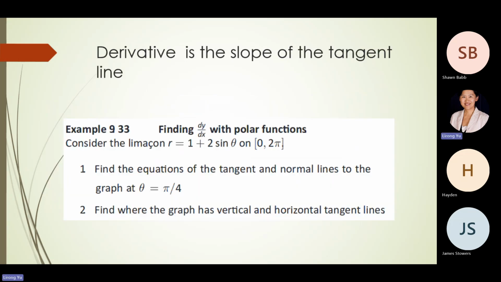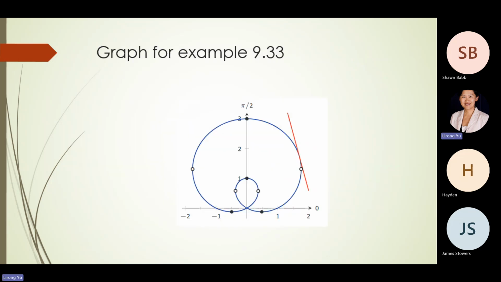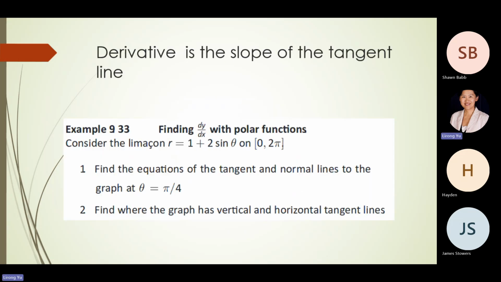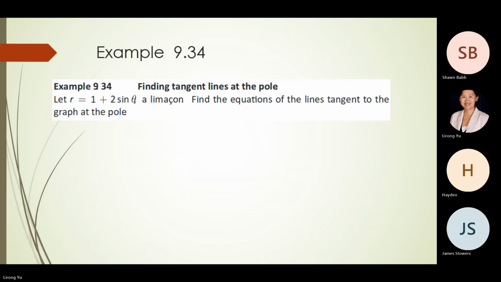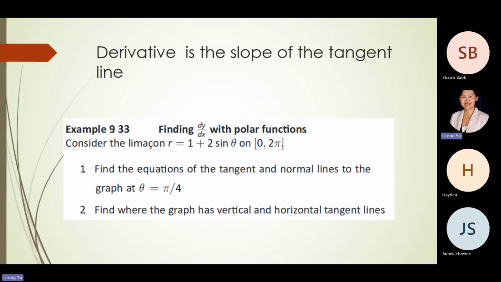So we went through this one. It was a limaçon that has a little loop in the center. So there are quite a few vertical tangent lines and horizontal tangent lines. We spent quite some time last Thursday to figure out those points. In the solution, the white dots and black dots are the horizontal and vertical tangent lines. The red line is the tangent line at the point where theta is pi over 4. And this will look like the same line.